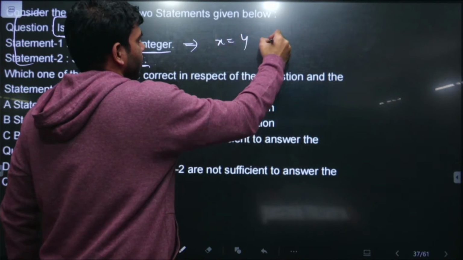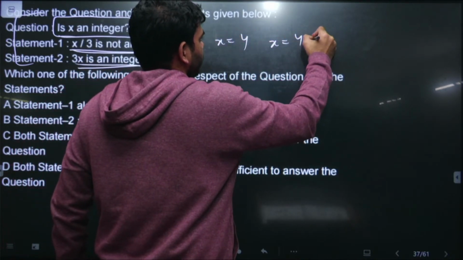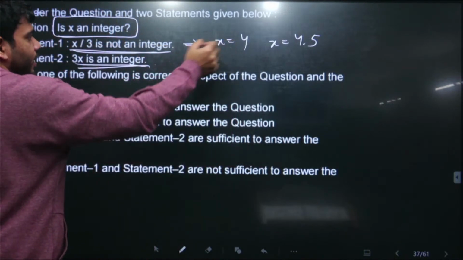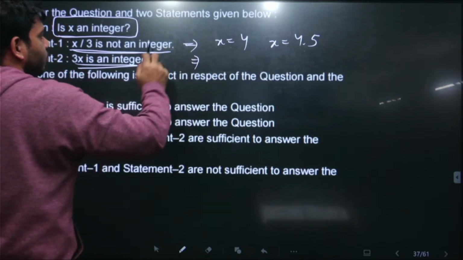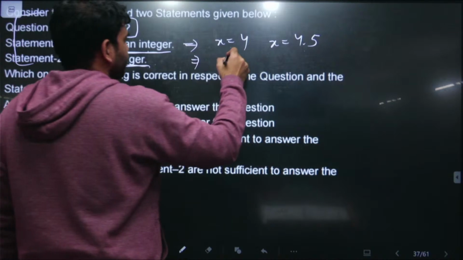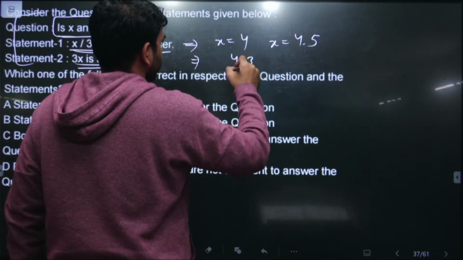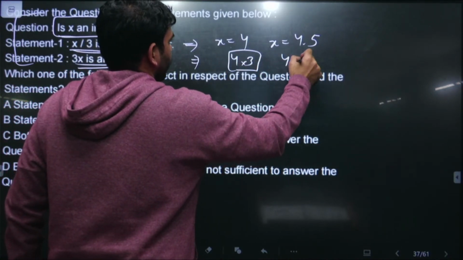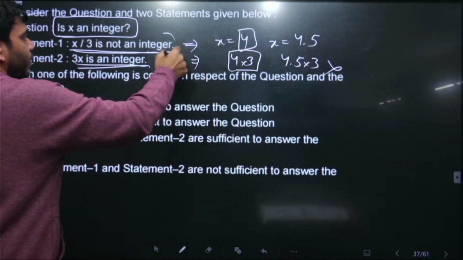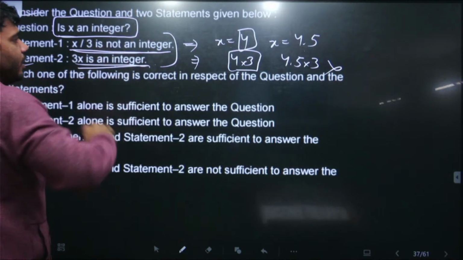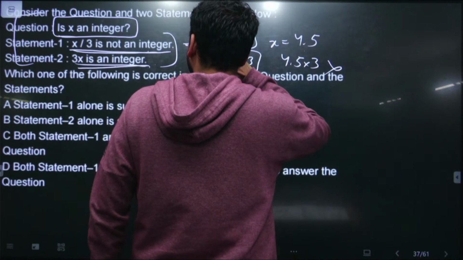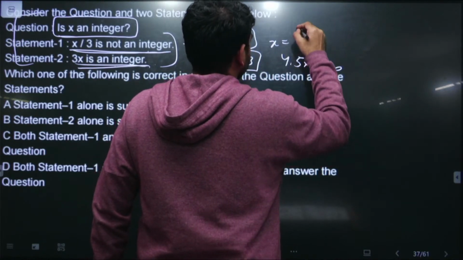It can be 4 and it can be 4.5. Both are possible here, right? Because 4 by 3 is not an integer, so this will satisfy this thing, and 4.5 by 3 is also not an integer, so this will also satisfy this thing, and 3x is an integer. So 4 into 3, this is an integer, and 4.5 into 3, this is not an integer. So 4 will satisfy both these conditions, and 4 is an integer. But here we can say that instead of this, let us take 4/3.